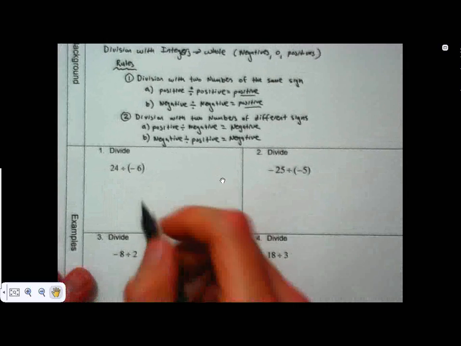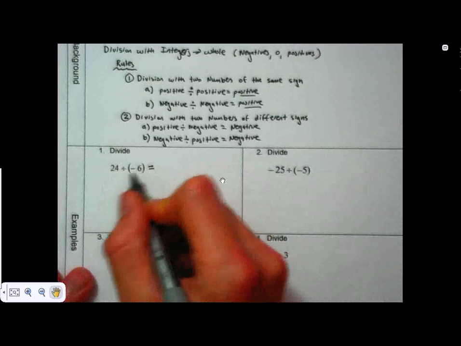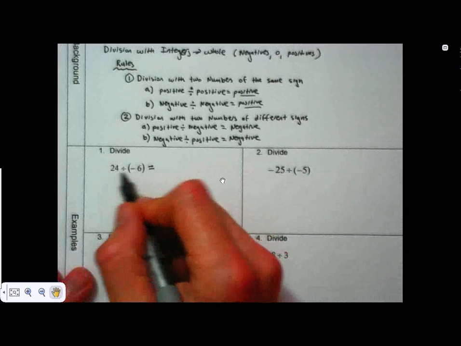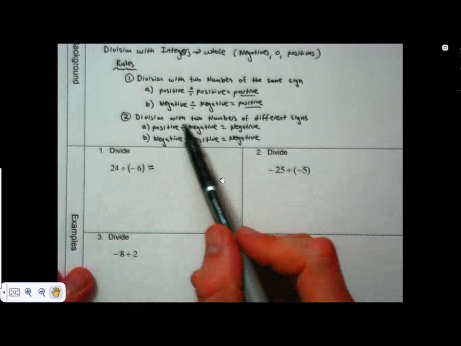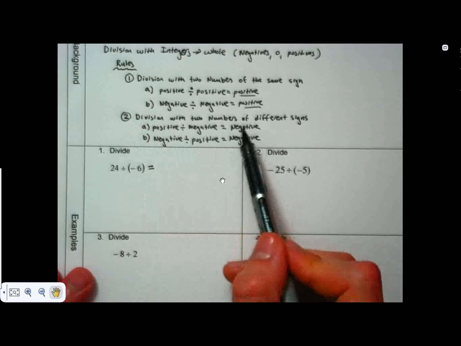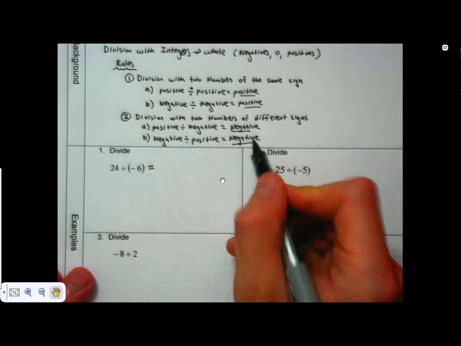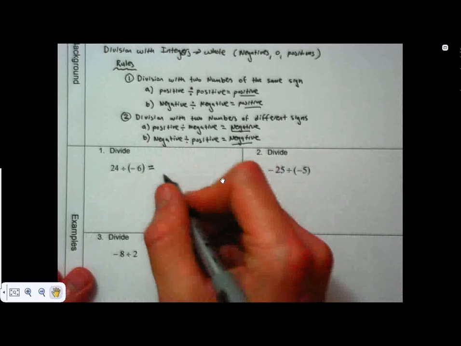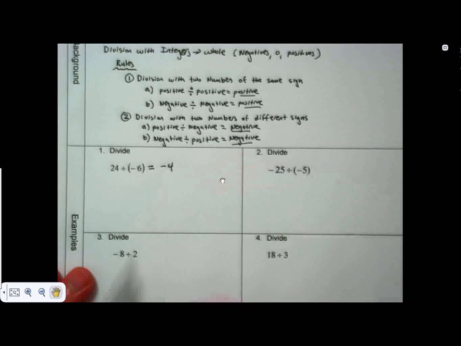Okay, so in this first example, we have a positive divided by a negative. So the signs are different. That falls under rule number 2. Signs are different, so that means my answer is going to be negative. So in this case, 24 divided by negative 6 is going to yield negative 4.